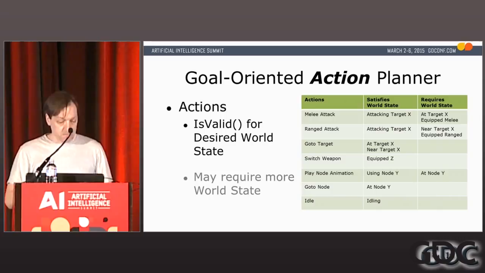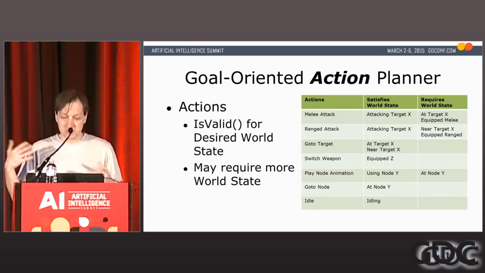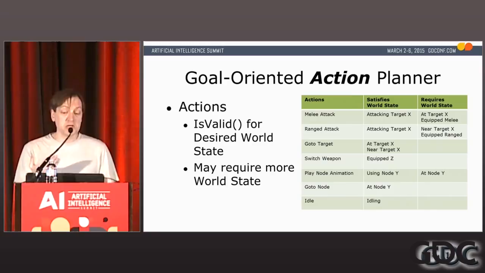Another important thing to note here about actions, they can require more world state. So you'll notice, like, melee attack up there. You can't really perform an attack unless you have a melee weapon equipped and you're by your target. So actions can say, yeah, I'll make sure I attack my target, but you have to make sure I get there and have a melee weapon in hand.